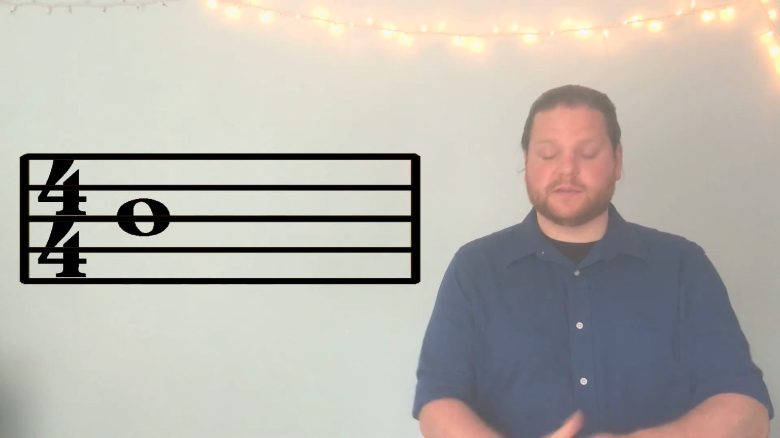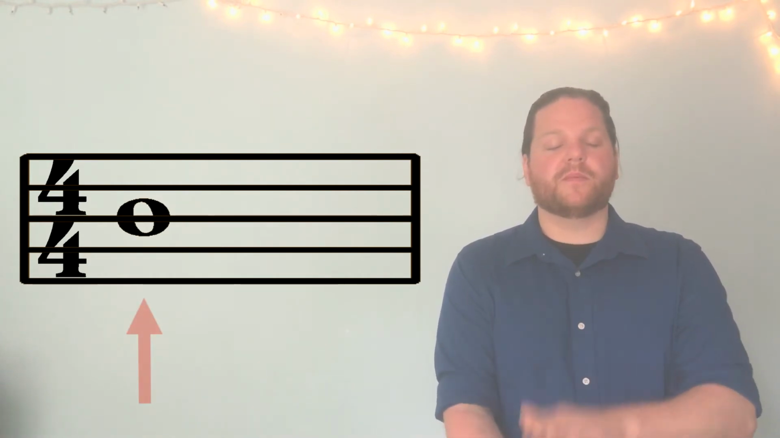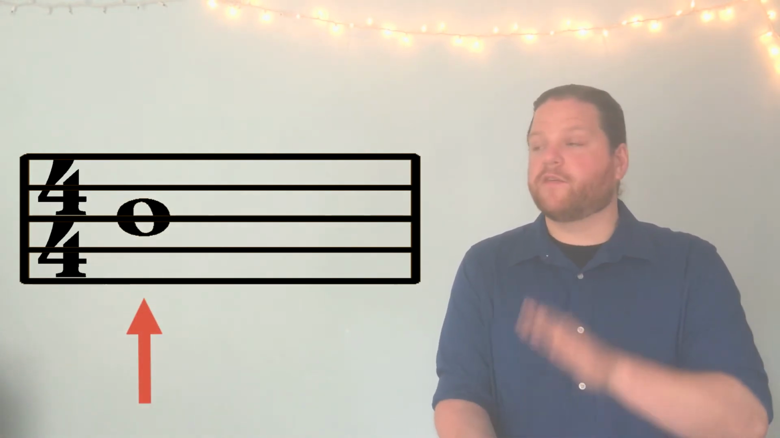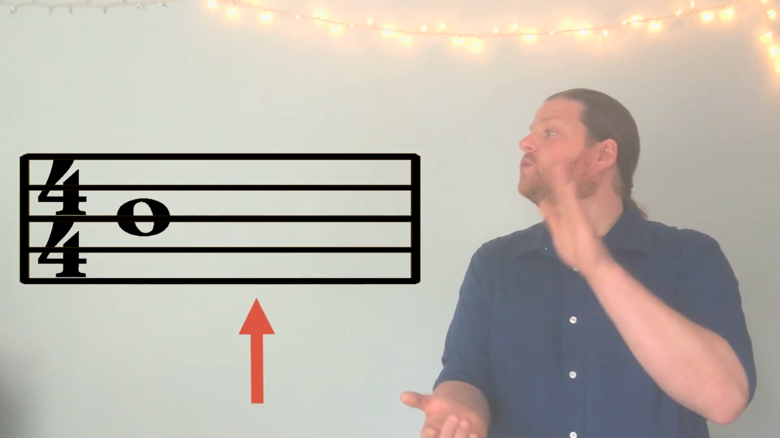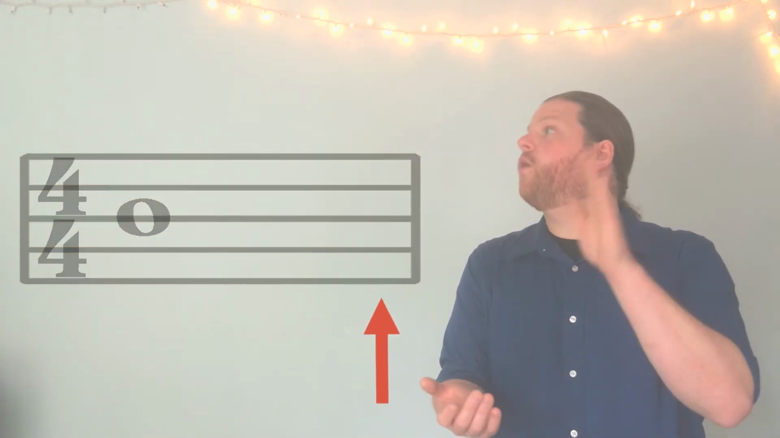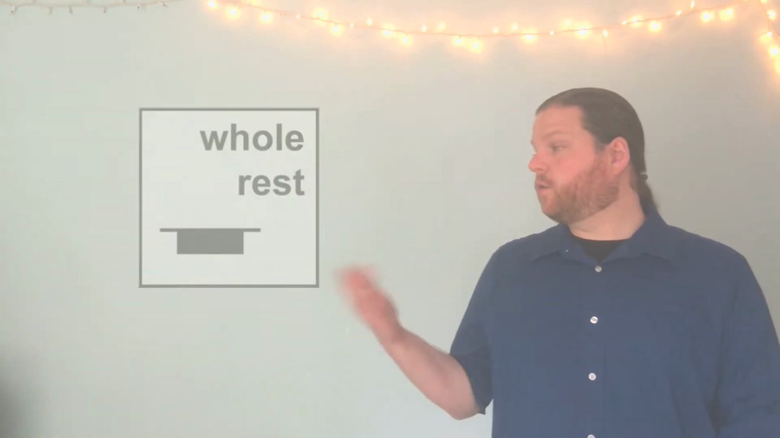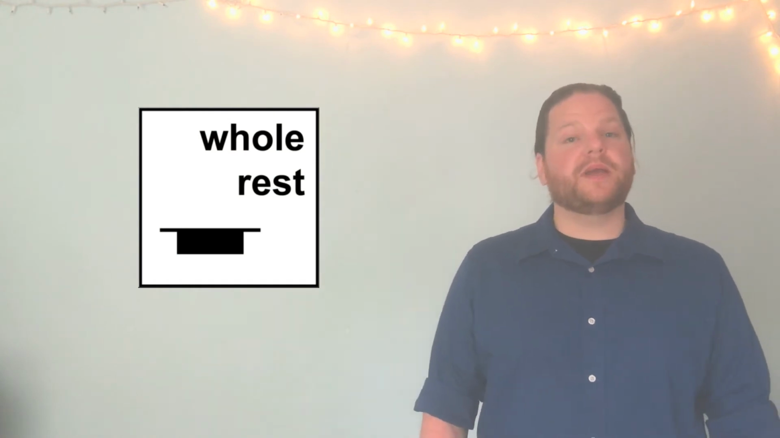We count it like this. Here's our steady pulse, 4 beats. Ready, go. We have 1, 2, 3, 4. 4 beats of continuous sound. While a whole note is 4 beats of sound, we also have 4 beats of silence, which is a whole rest. That gets 4 beats of silence.